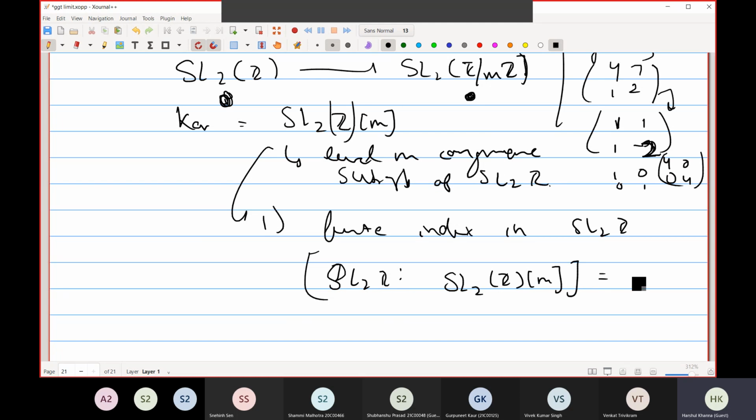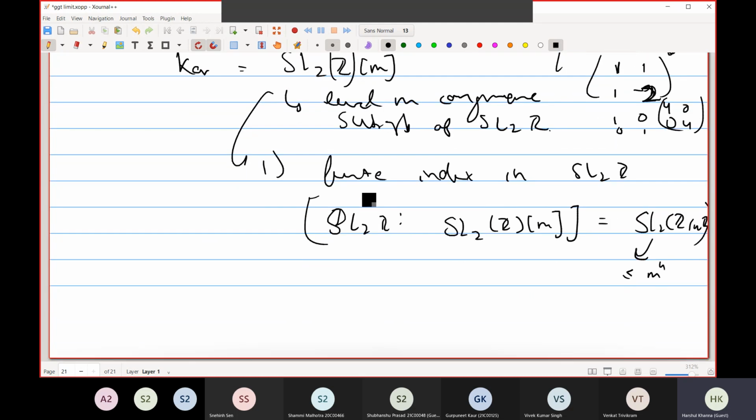Because by the first isomorphism theorem, the index of the kernel in SL2Z should be equal to the size of SL2(Z/MZ). Each one of your 4 entries has finitely many choices, M choices, so there can be at most M to the power 4 matrices, and you can even restrict it because the determinant is 1. So that means this is finite, which means it has a finite index.